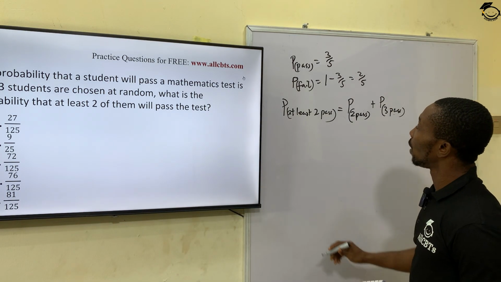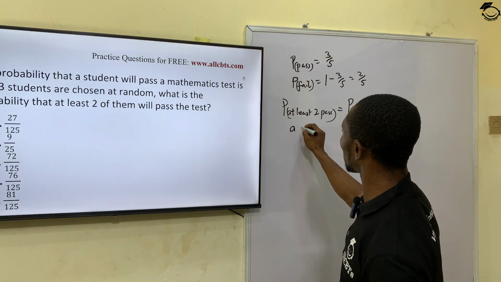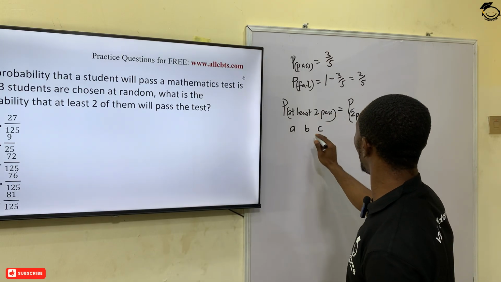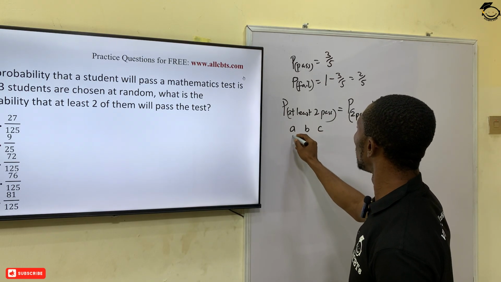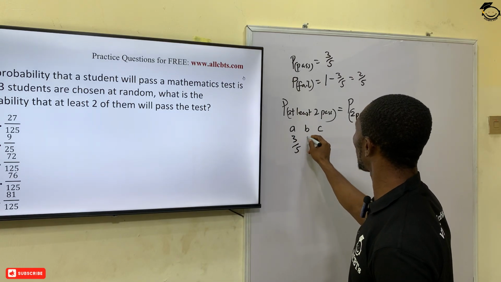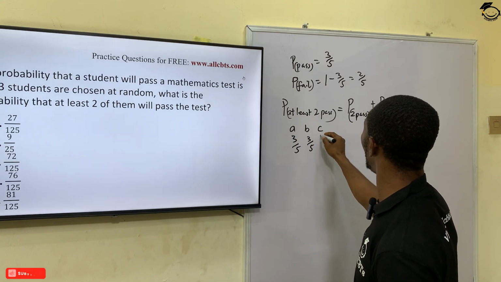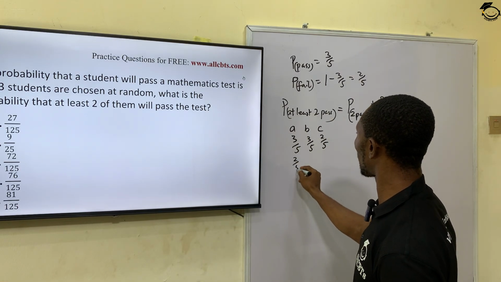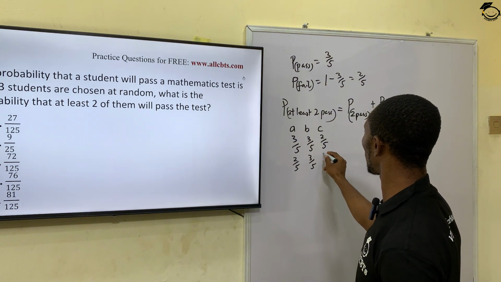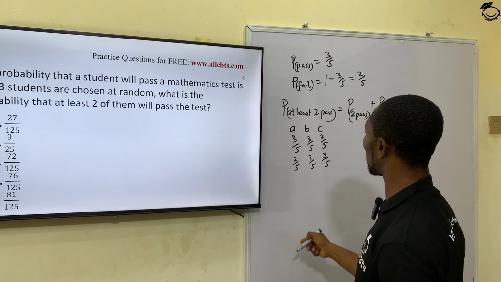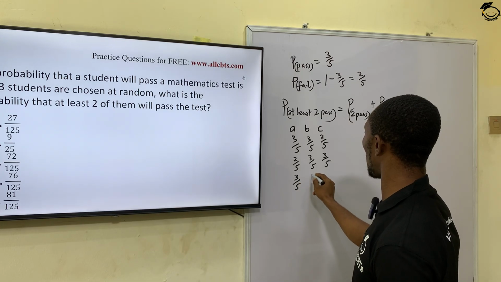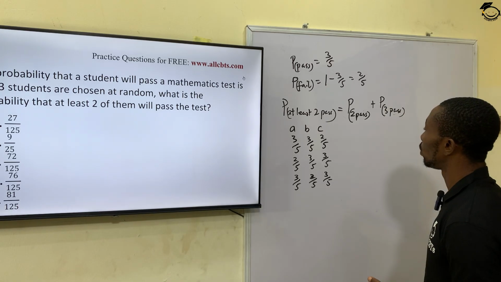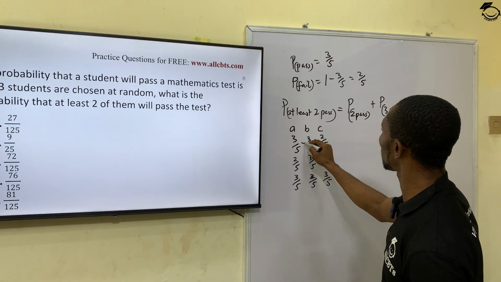Now, let's label the 3 chosen candidates as A, B, C. The first probability of 2 passing will be 3 over 5, 3 over 5, and the fail here will be 2 over 5. The probability that A fails will be 2 over 5, 3 over 5, 3 over 5. And the probability that B fails will be 3 over 5, 2 over 5, 3 over 5. So in each of these probabilities, we have this.